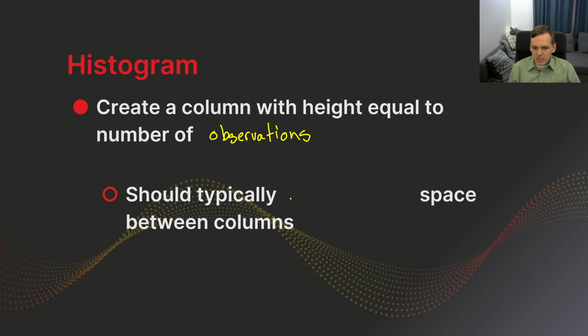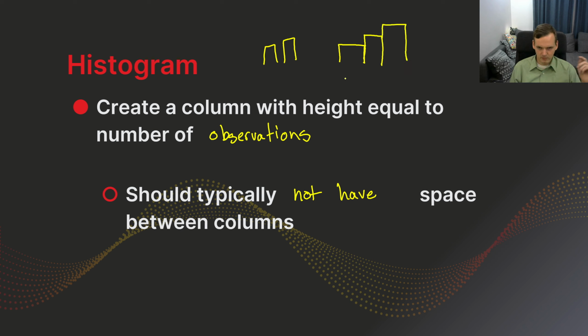And you should typically not have space between columns. This is distinguishing it from a bar graph or bar chart. With bar charts, we want spaces between our columns. With a histogram, we don't, because what we want to represent is that histograms cover a span, and then that span immediately goes into the next span, and then that span immediately goes into the one after.